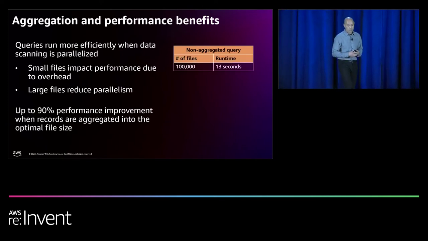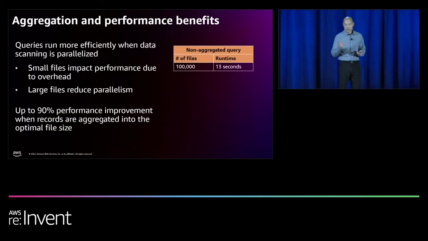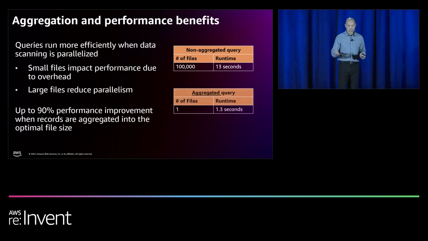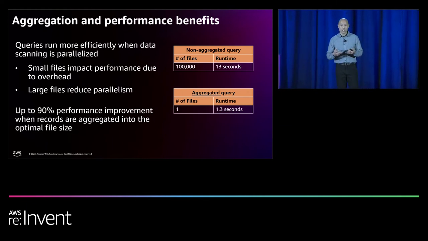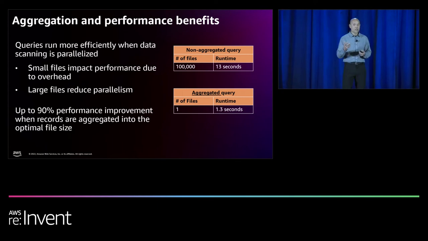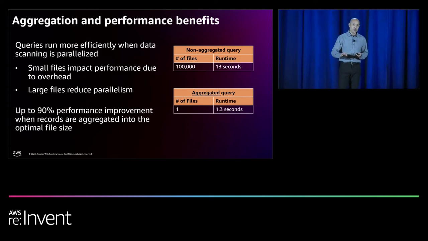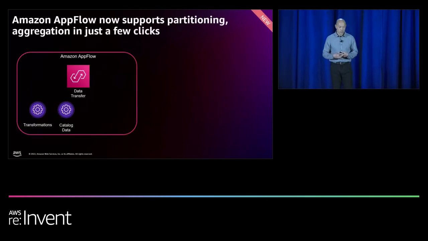So here's an example: a non-aggregated query, 100,000 files, the runtime is 13 seconds. You take the same data set, you aggregate all the records into one file in this example, and you get the query runtime down to 1.3 seconds. Okay, so tremendous benefits and cost savings downstream on other query engines that you run with this kind of capability.